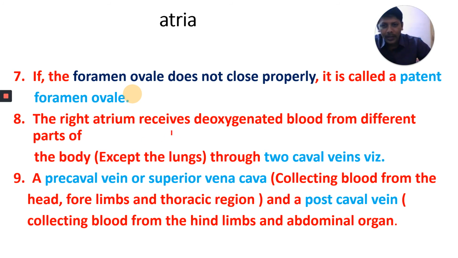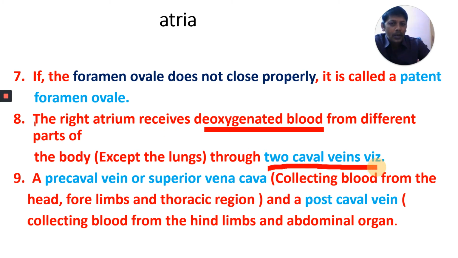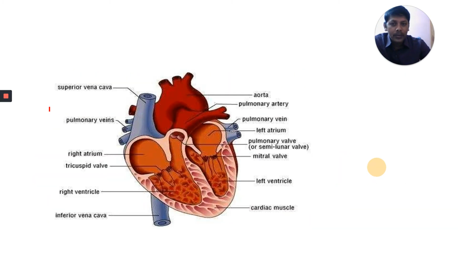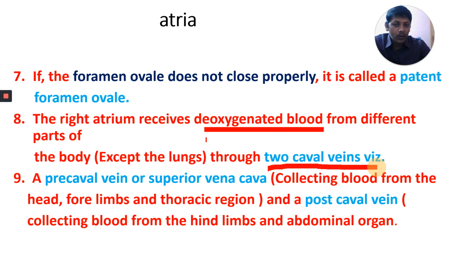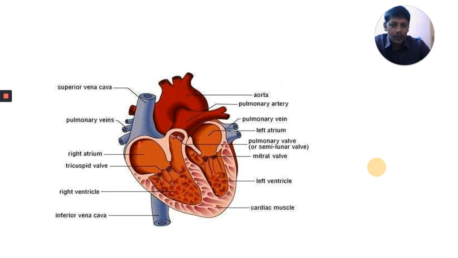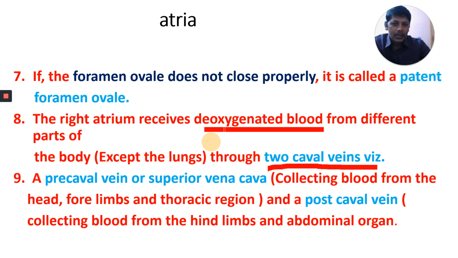Right atrium receives deoxygenated blood from different parts of the body except the lungs through two caval veins. This is the right atrium. What type of blood does it receive? Deoxygenated. Always on the right side of the heart there is DOB, deoxygenated blood. On the left side we have OB, oxygenated blood.